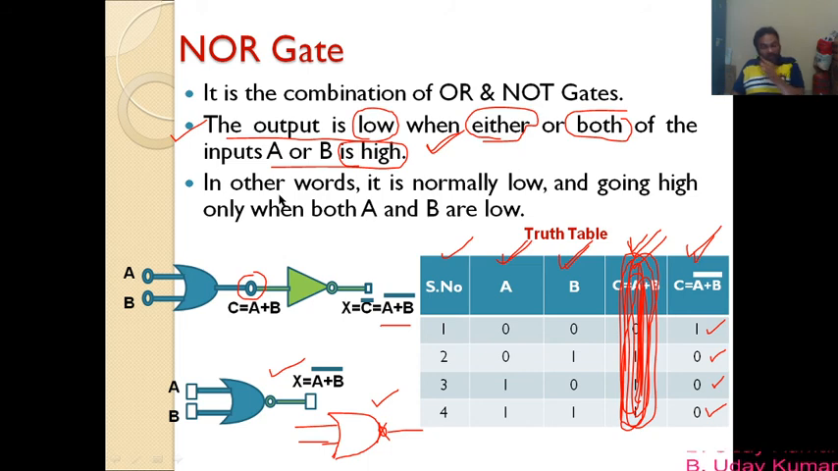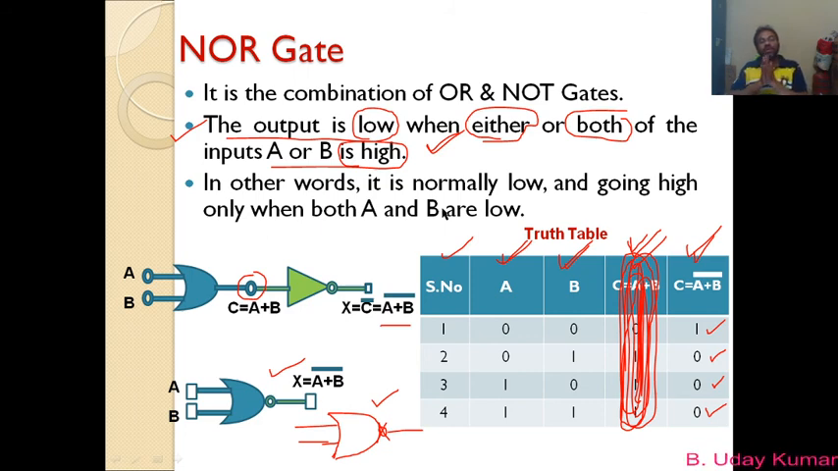So in other words, it is normally low. So the NOR gate is a gate whose output is normally low. Normally low means out of 4 cases, in 3 cases the output is 0, right? So that condition is mentioned here. So in other words, the NOR gate is a gate whose output is normally low and going high only when both A and B are low. So that you have to understand here. Only in one condition the output is high. And what is that condition? When both the inputs are low. So that condition is mentioned here. So this is the NOR gate. I hope it is also clear.